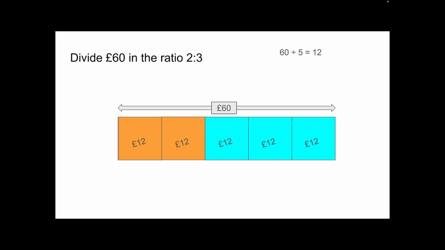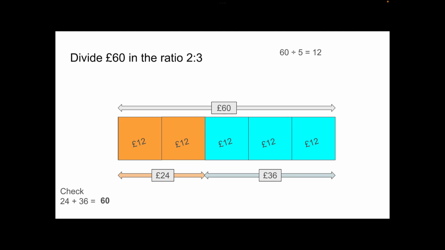Then once you know that each block is worth £12, all you need to do is add the 2 12s to get 24 and add the 3 12s to get 36. And there you have it. We're just going to quickly check. Does 24 plus 36 equal 60? Yes, it does. So that's your answer. If you divide £60 in the ratio 2 to 3, it's £24 to £36. Let's have a go at another one.